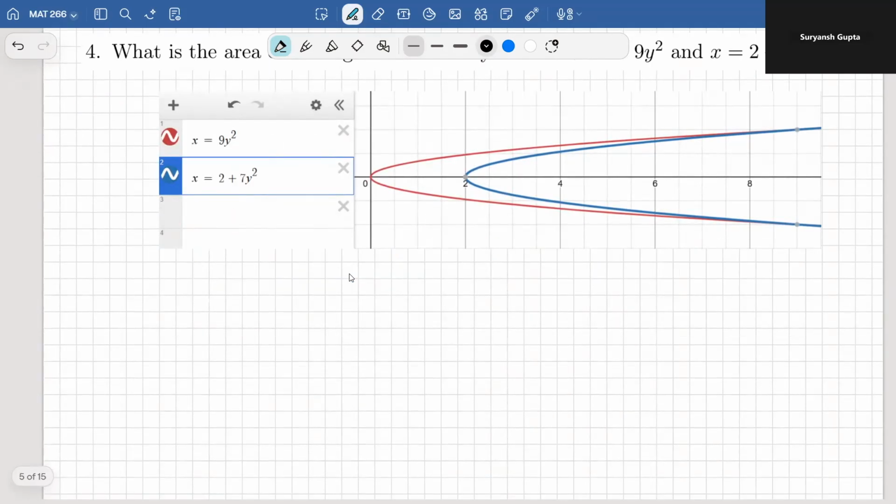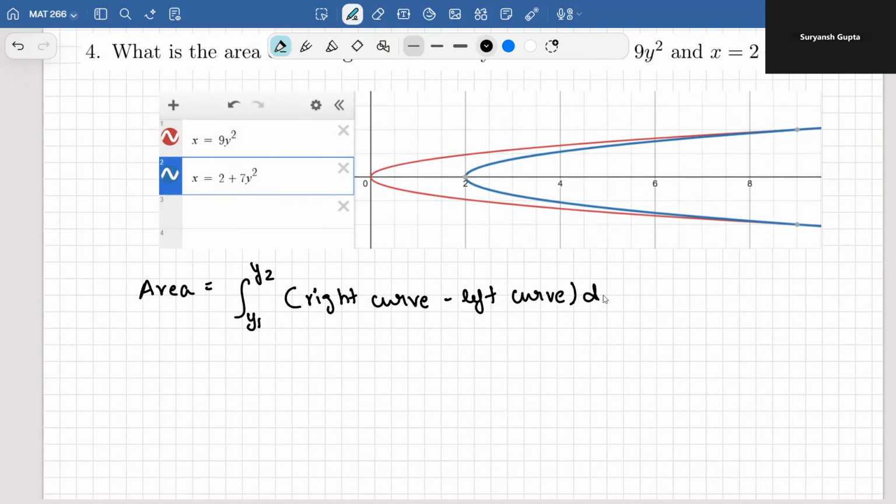So starting with the formula, the area is equal to the integral from y1 to y2 of the right curve minus the left curve, dy. So here, my right curve is this blue curve, which is x is equal to 2 plus 7y squared. And my left curve is this curve, which is x is equal to 9y squared. So I know my right curve and left curve.